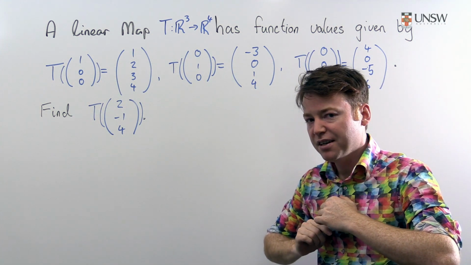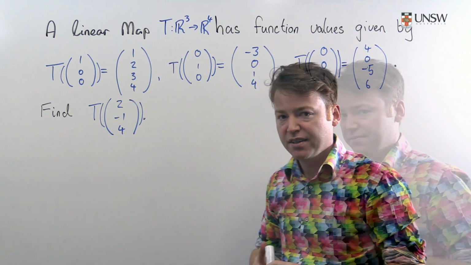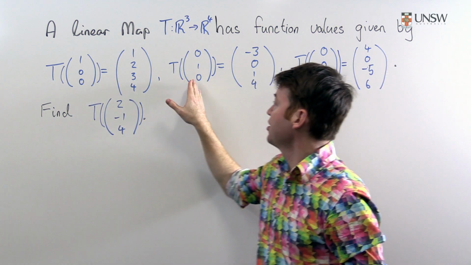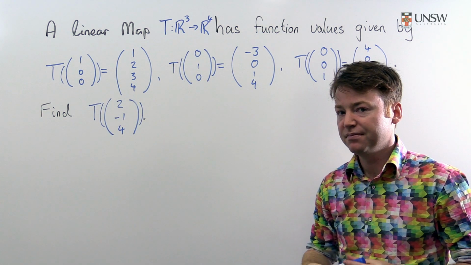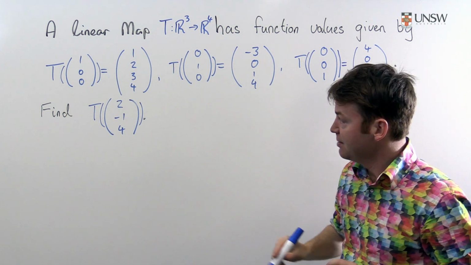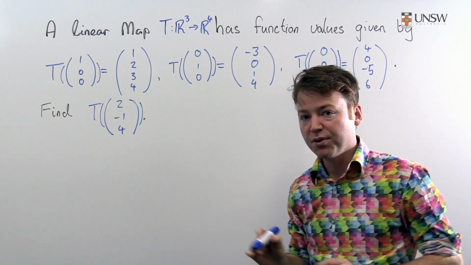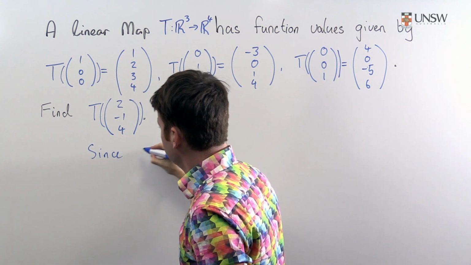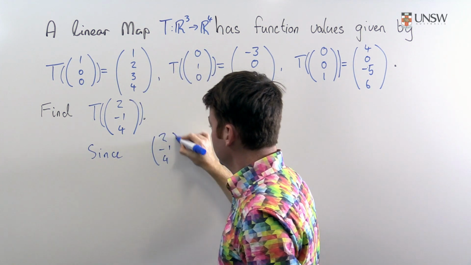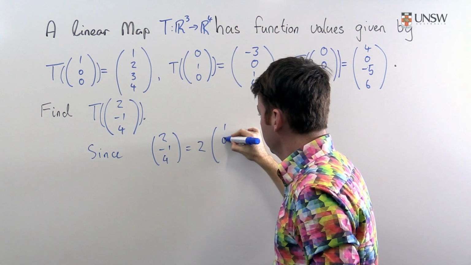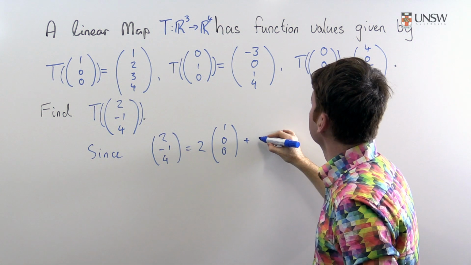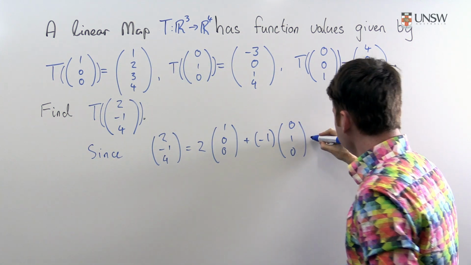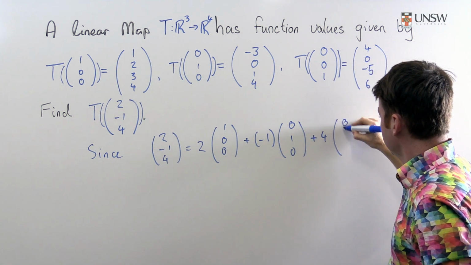Well, turns out we have enough information to say what T of any point is. The reason for that is that any vector can be expressed as a linear combination of these three vectors we were told about. This question is particularly easy because we can express now (2, -1, 4) as a simple linear combination of these three vectors. Since (2, -1, 4) is just equal to twice the first vector plus, let's see, -1 times the next vector, (0, 1, 0), plus 4 times the third vector.